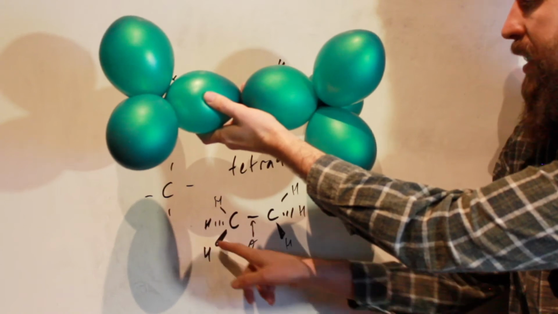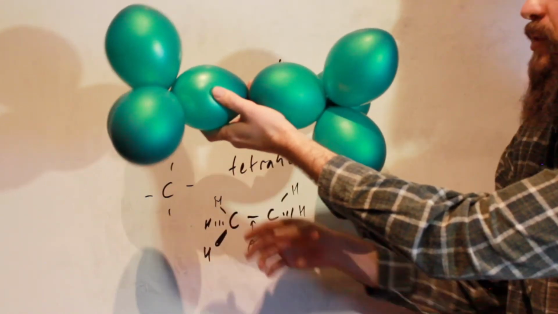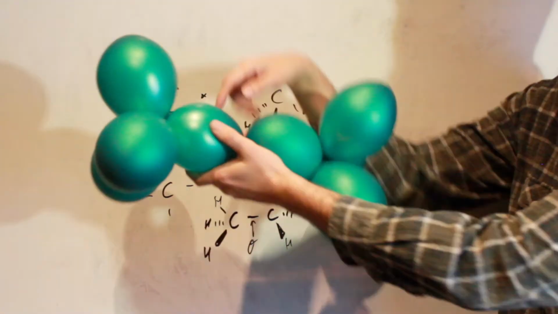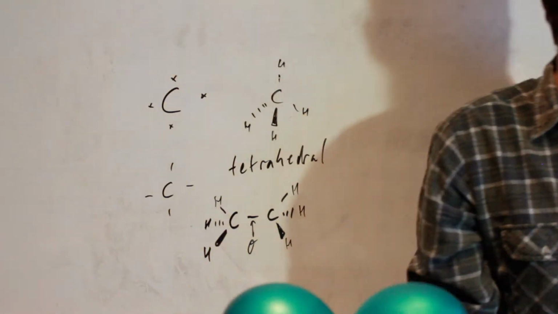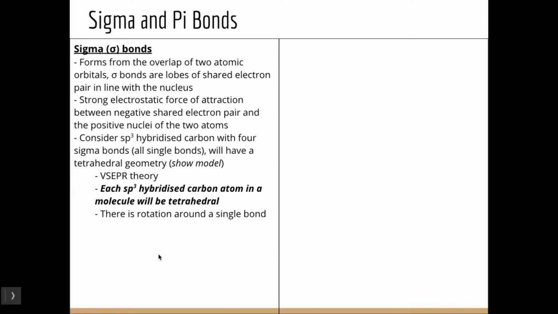In three-dimensional space, we've got to show the tetrahedral arrangement of both of the carbons. They're both going to have two orbitals in the same plane, and then one in front and then one behind. This is what's called VSEPR theory, valence shell electron pair repulsion theory. That dictates what our molecular geometries will be. Each sp3 hybridized carbon atom in a molecule will be tetrahedral.